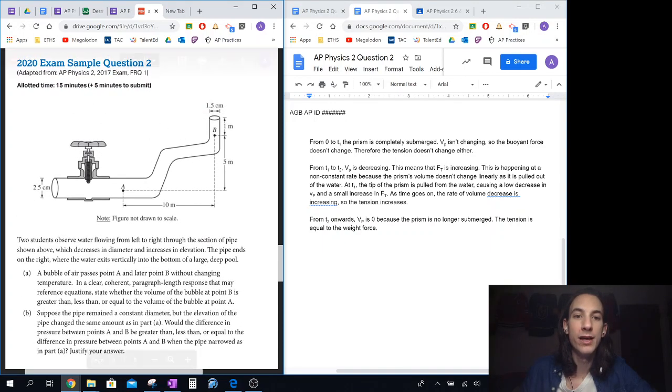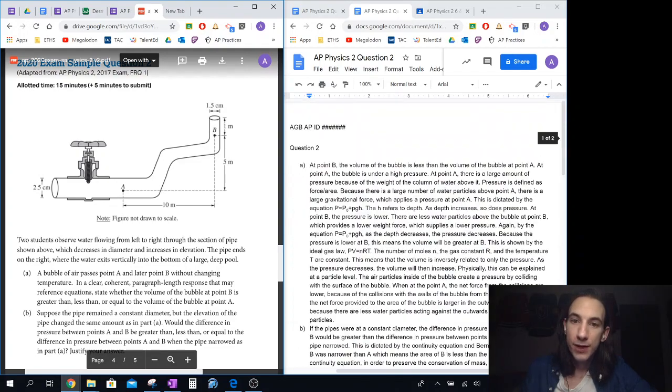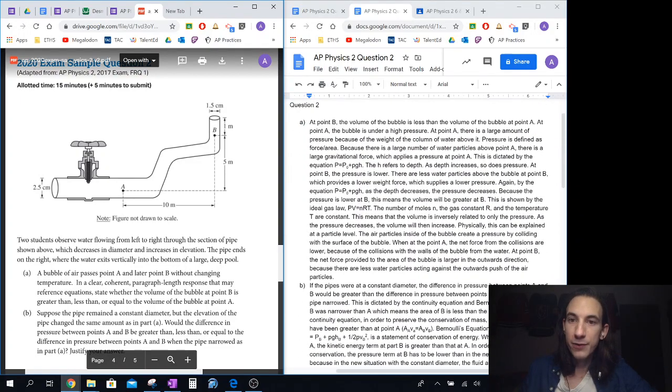So is the volume bigger at A or bigger at B? So let's see what we got. This is just what I wrote out. Again, not saying it's perfect, not saying it's great, but it kind of follows the format and something that we may want to think about. Yeah. So at point B, the volume of the bubble is less than the volume of the bubble at point A.